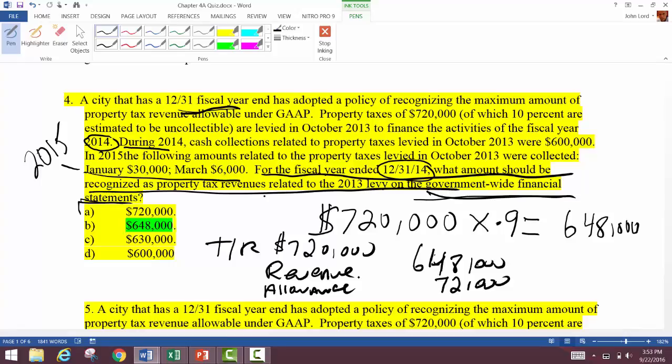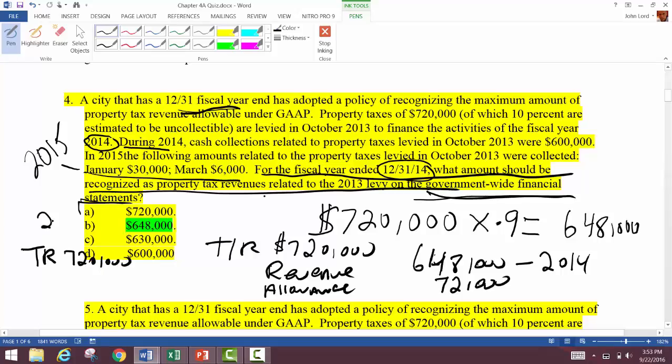Now, that's for 2014, right? We can take that revenue. Okay, but that's sort of assuming that we mailed the tax bills out in 2014. The problem told us that we mailed the tax bills out in what year? 2013. So what we would do in 2013 actually is go ahead and debit the taxes receivable. Now I have to squeeze the correct entry in over here. Debit the tax receivable for what? 720?